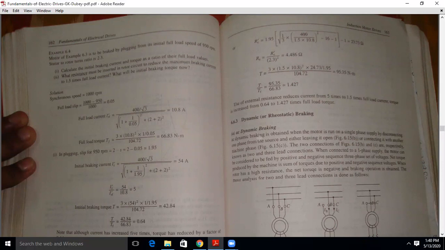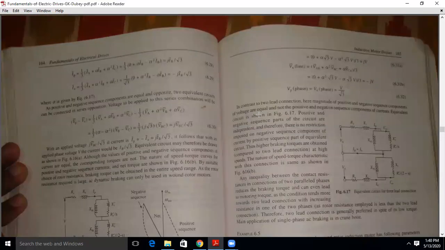Again, the torque is increased from 0.64 to 1.427 times full load torque. It is during the plugging operation. So hope you understood this particular example. So here again we have calculated two parameters considering the previous example, whatever the parameters taken. So these are the main values. So next we'll discuss one more example.